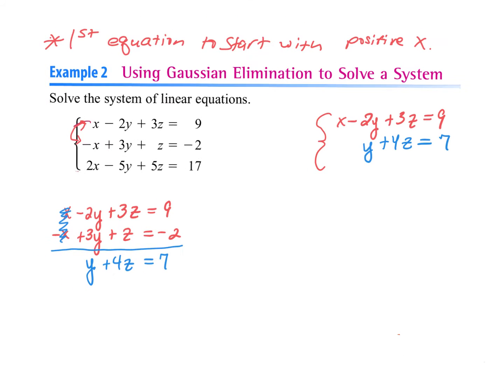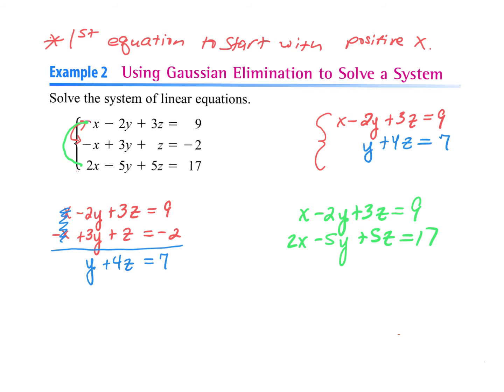So now, instead of the first and the second, I'm going to take the first and the third. So I'm going to write down x minus 2y plus 3z equals 9, and then 2x minus 5y plus 5z equals 17. Now I want my equation to just say z equals, so the first thing I have to do is eliminate my x's.